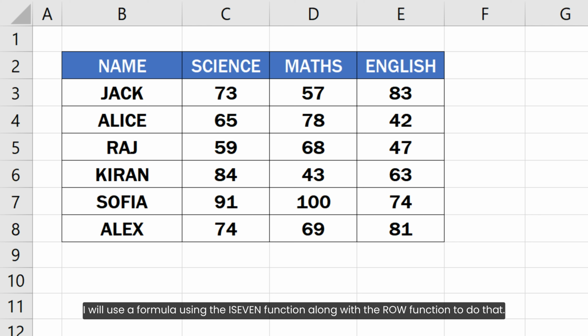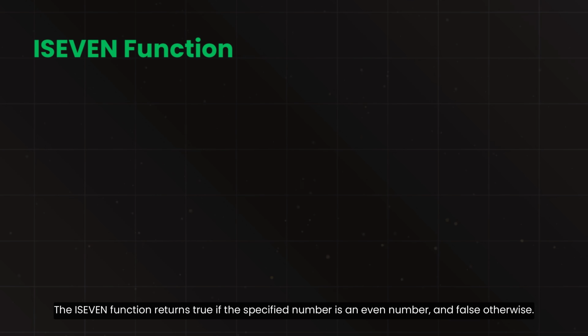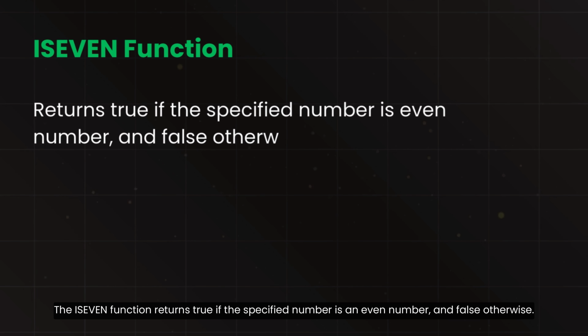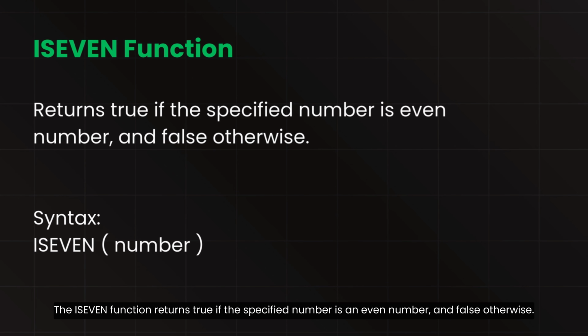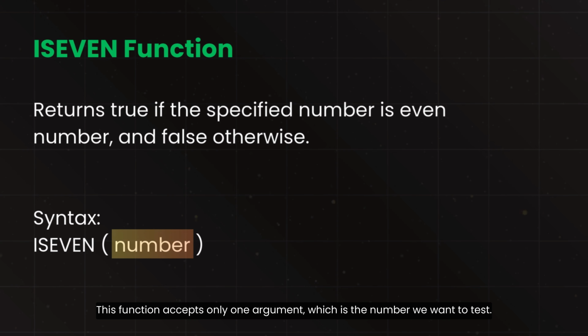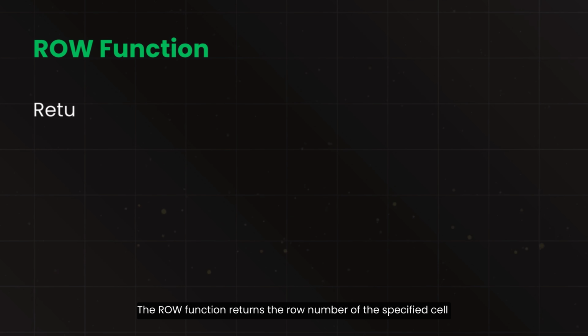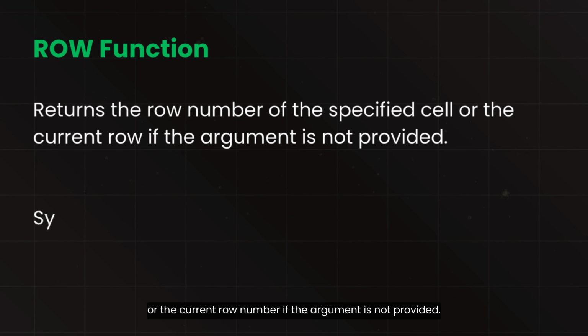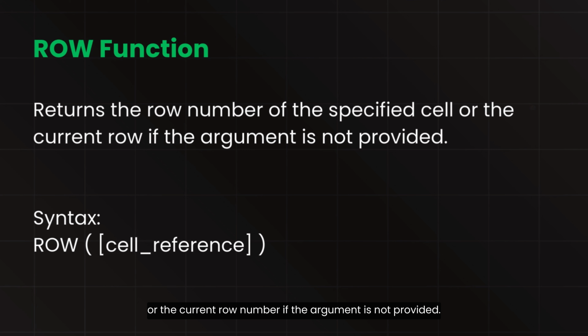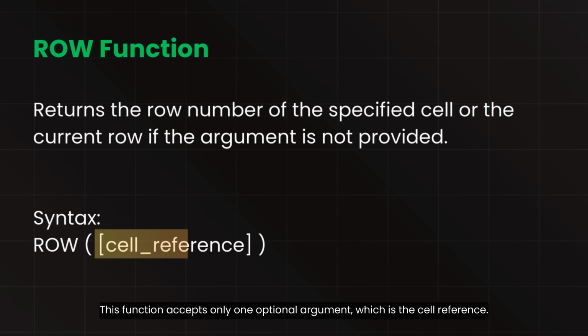I will use a formula using the is_even function along with the row function. To do that, the is_even function returns true if the specified number is an even number and false otherwise. This function accepts only one argument, which is the number we want to test. The row function returns the row number of the specified cell or the current row number if the argument is not provided. This function accepts only one optional argument, which is the cell reference.